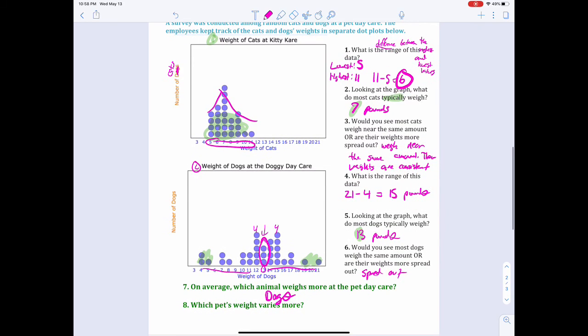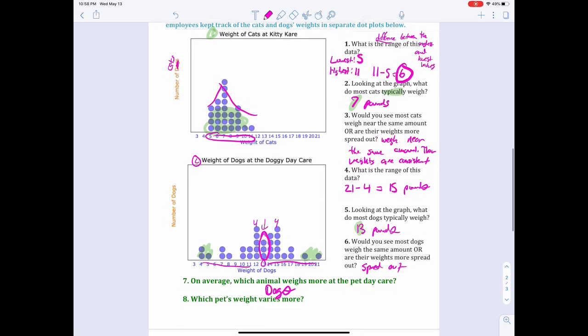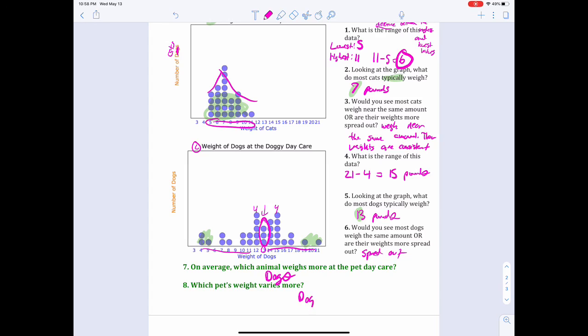And then which pet's weight varies more? So which one's more variable, kind of changes, isn't all around the same numbers? I would say dogs again. You got some that are way up here, these big heavy dogs, or then these little baby Chihuahuas, where a cat is just kind of a cat.